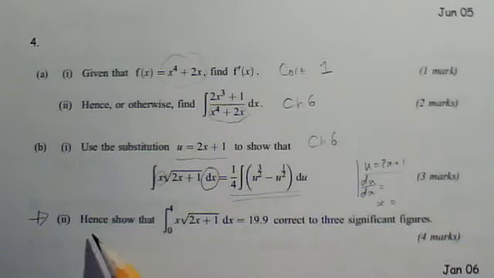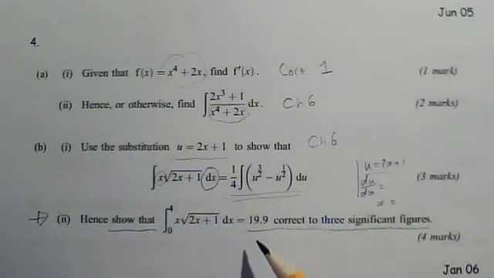It's show that, so we need to end up with 19.9 to 3 significant figures, but to be convincing, what you need to do is get more accuracy than the first decimal place and then round off to 19.9, so the examiner is convinced you've got a precise answer and you really know what you're doing.